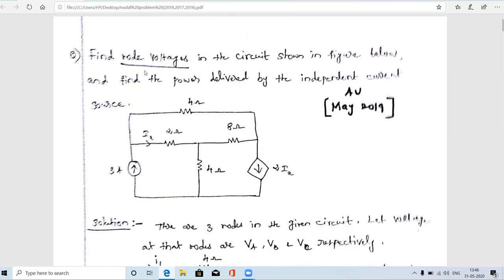Okay, nodal analysis method. It is a May 2019 question. You see the question: find the node voltages in the circuit shown in the figure below and find the power delivered by the independent current source. So using nodal analysis, we have to find the power delivered by the independent current source.